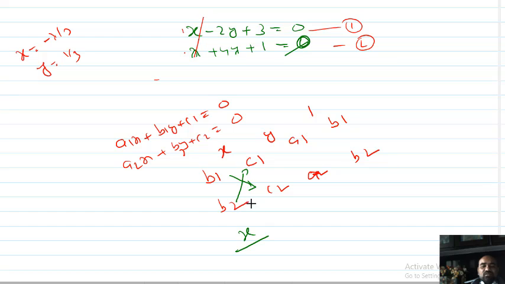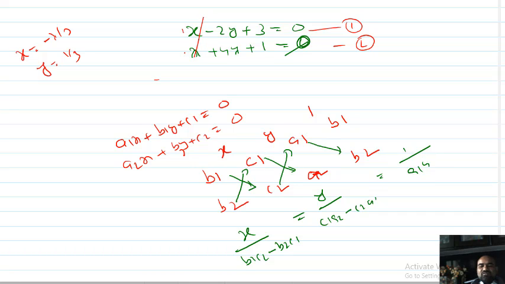x by b1 c2 minus b2 c1 equal to y by c1 a2 minus c2 a1 equal to 1 by, observe, this with this minus this with this, a1 b2 minus a2 b1.